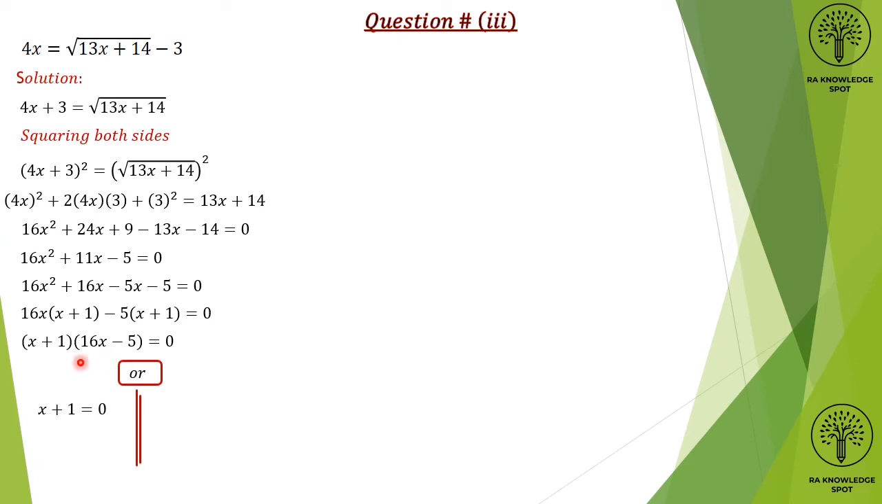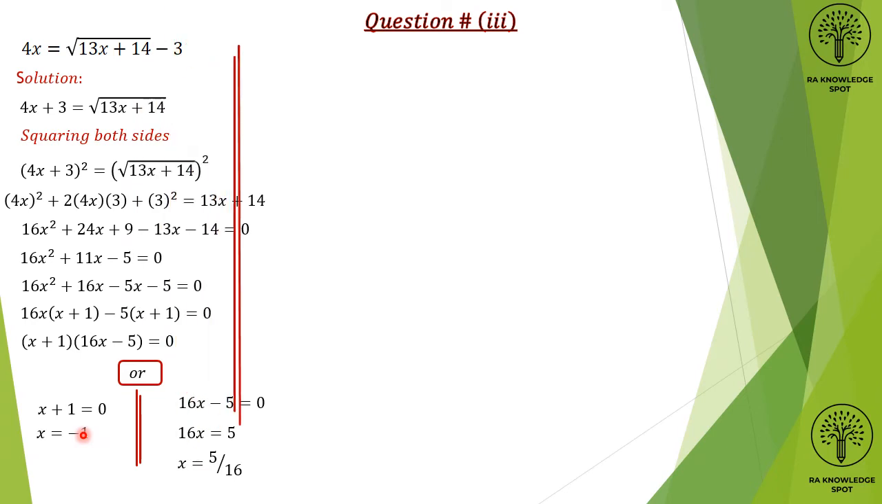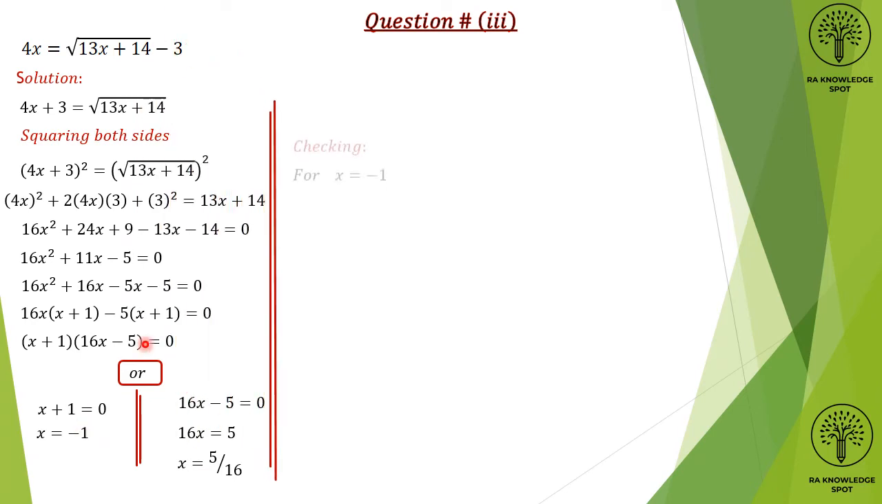Now one by one, x plus 1 is equal to 0, taking the value that is minus 1, and then 16x minus 5 is equal to 0, and the value will be this one. Furthermore, 5 by 16. We are going to check these two roots, the first for minus 1 and then for 5 by 16. Now checking for x is equal to minus 1.